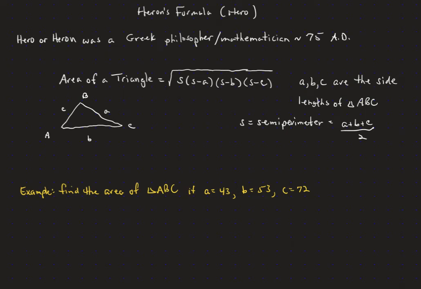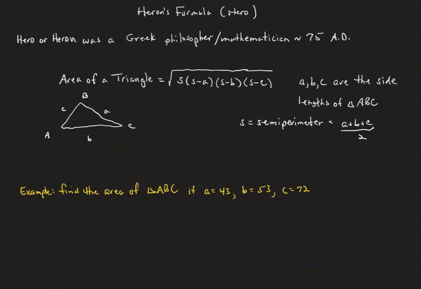In this video, we're going to talk about what's called Heron's formula, or sometimes Hero's formula. So Hero or Heron, whatever, we're not sure what his name is. There's a couple different versions of it. He was a Greek philosopher and mathematician who lived around 75 AD. So this is very, very old.